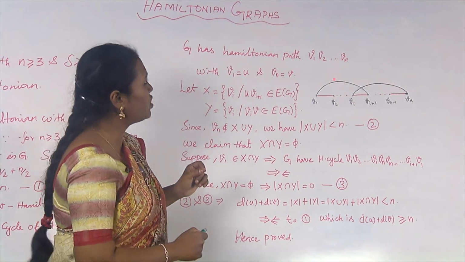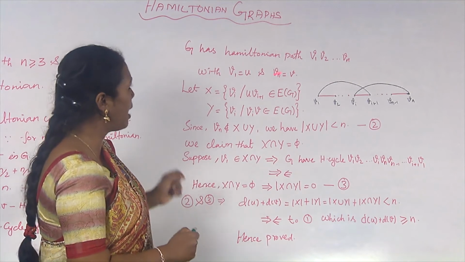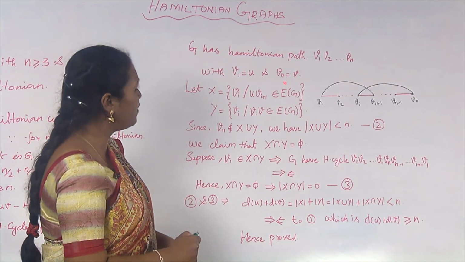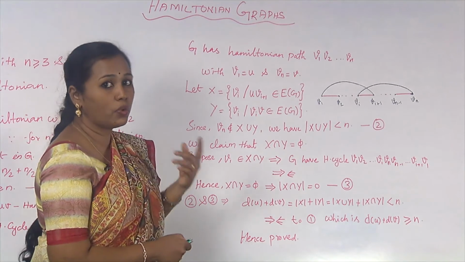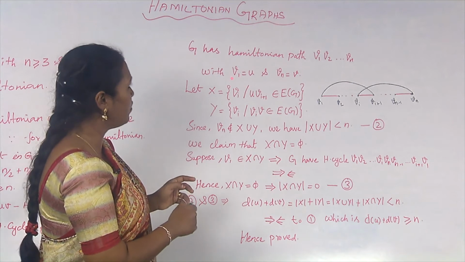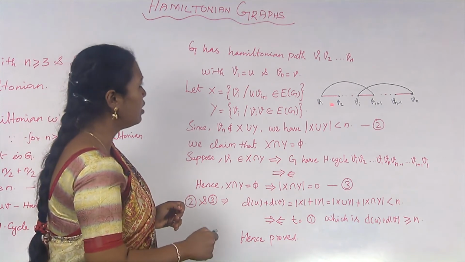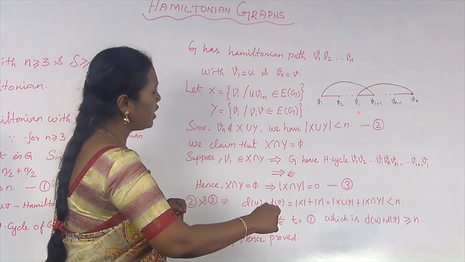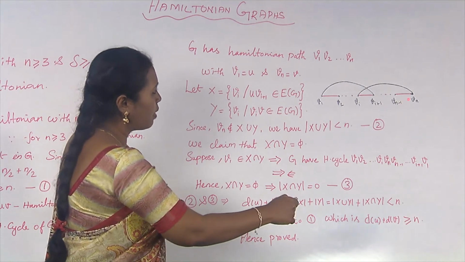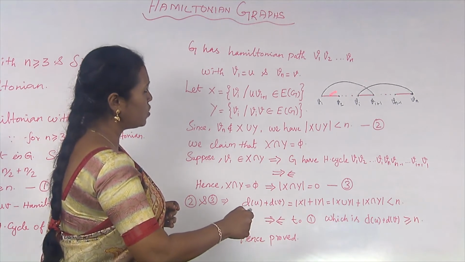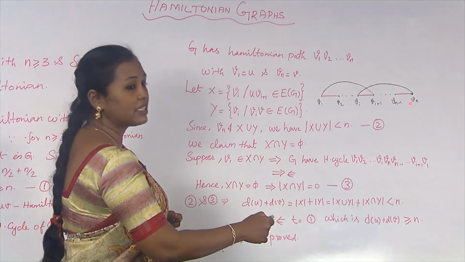So, V1, V2 up to Vn is a Hamiltonian path, and let us say that V1 is U and Vn is V. Obviously, U and V were non-adjacent in G, and keeping that in mind, V1 is U and Vn is V. Let us now draw them like this: V1, V2 up to Vi, Vi plus 1, and so on up to Vn minus 1, Vn. V1 is actually your vertex U and Vn is the vertex V.